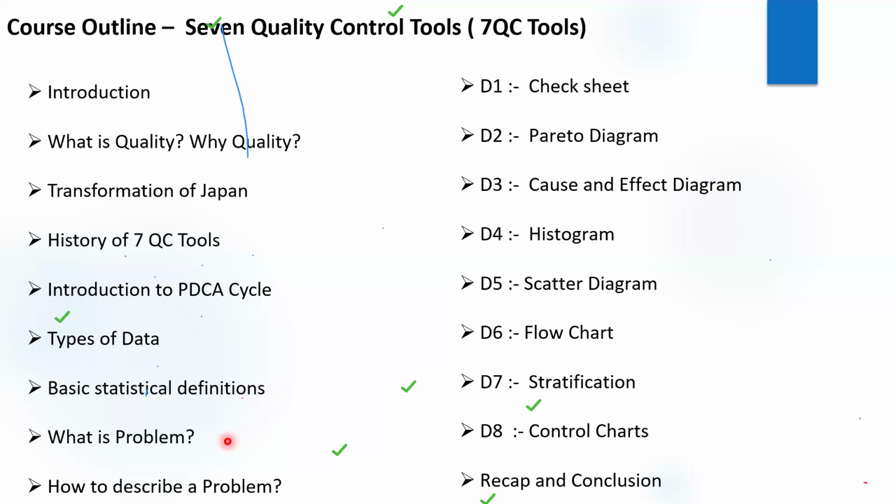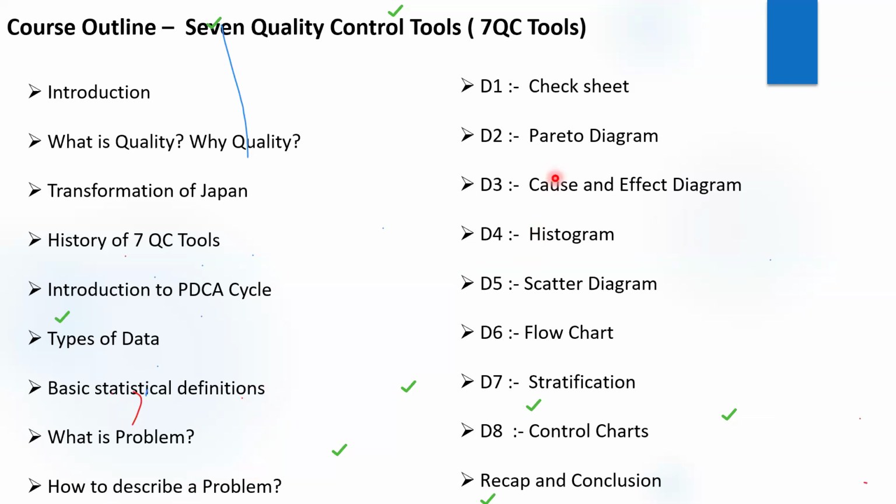What is a problem? An unexpected, undesired result or gap from a desired standard. How to describe a problem? Which tool are we using to describe a problem? 4W1H we are using for describing a problem.